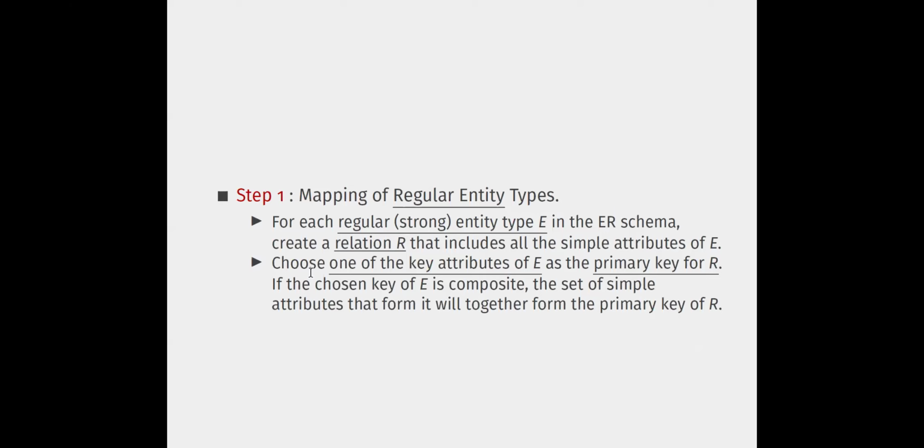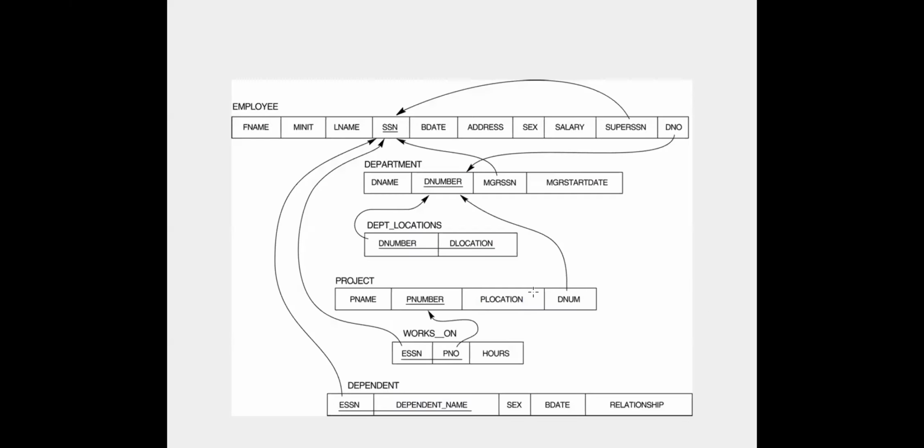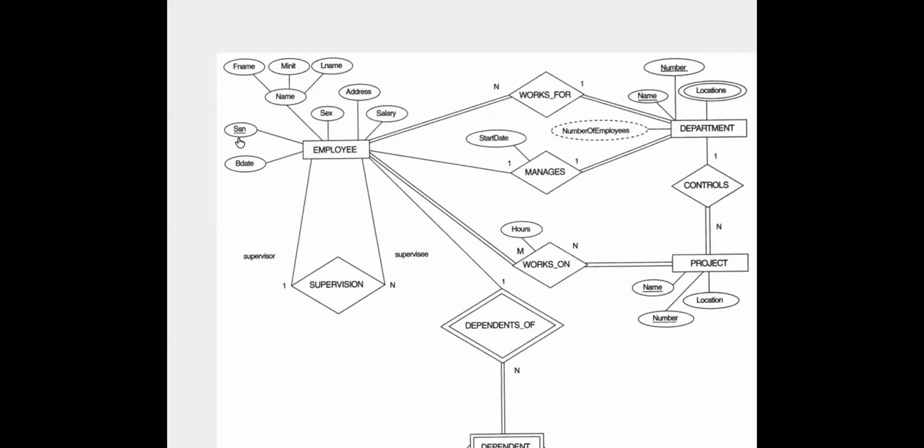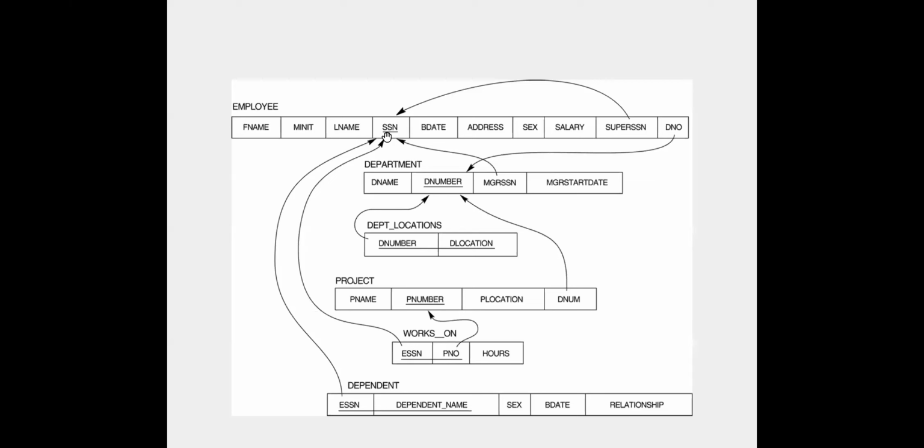Then choose one of the key attributes of E as a primary key. So primary key means unique attribute, but you can have only one unique attribute per relation. So therefore, we can go back. If you look at employee, we have only one. So we take this as a primary key, we underline. So we have underlined here.